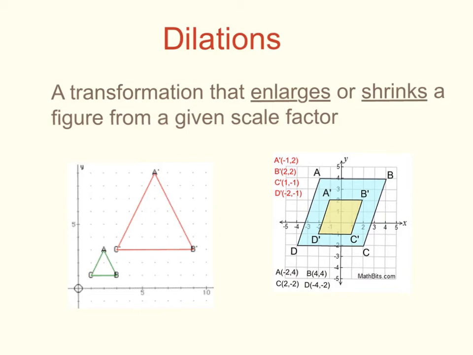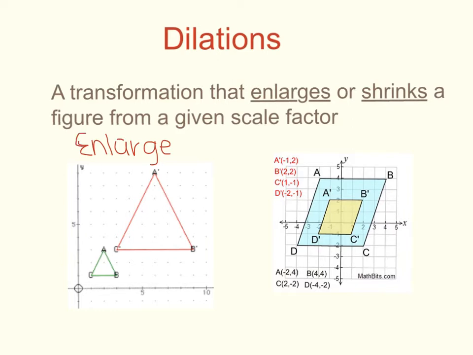In this lesson, we're going to learn about dilations. A dilation is a transformation that enlarges or shrinks a figure from a given scale factor. In the first example here, we have triangle ABC and triangle A prime, B prime, C prime. Now it has gotten bigger, so this would be an enlargement. So this one was enlarged.